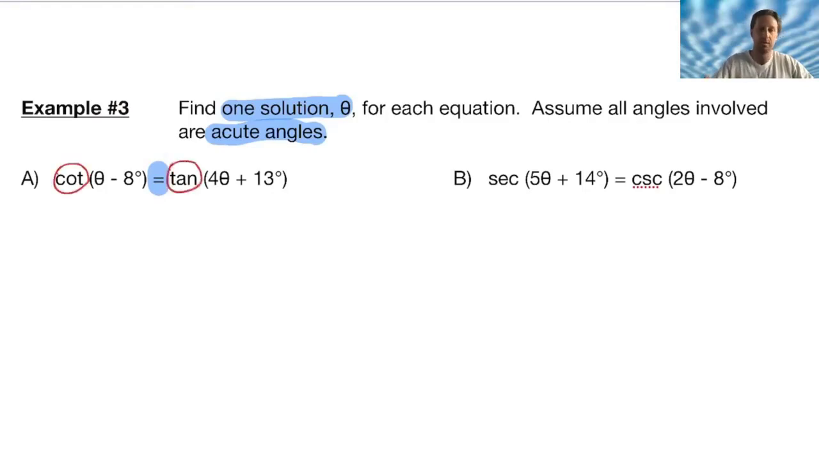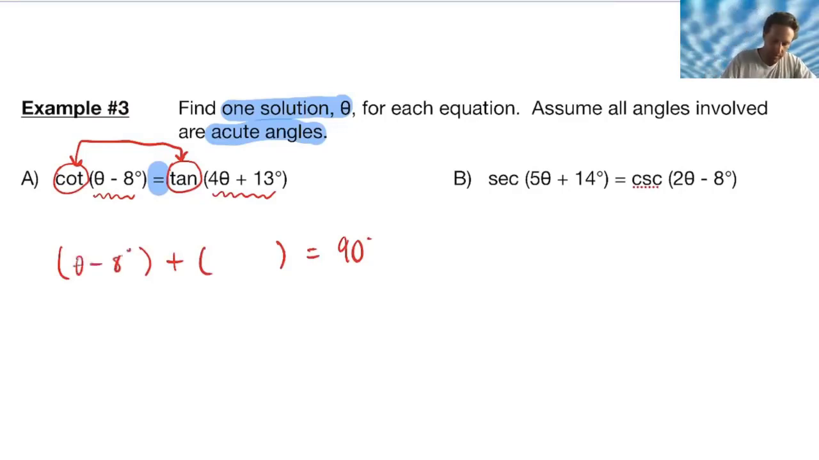which is the fact that they gave us cotangent of some angle is equal to tangent of some angle. And what do we know has to be true because it is tangent and cotangent? Well, those are complementary functions, hence the name, cotangent. And therefore, I know that this angle plus this angle will have to add up to 90 degrees by definition of complementary angles. So I'm going to take that theta minus 8 degrees, and I'm going to take that 4 theta plus 13 degrees, and I'm going to add them and set it equal to 90.